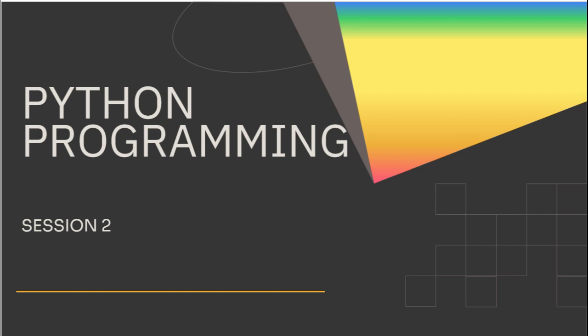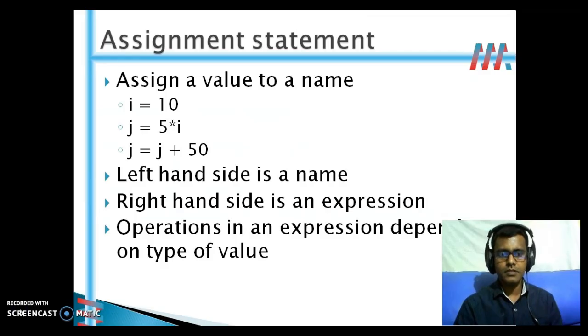In my previous lecture, we saw something about how to write simple programs in Python. So in this lecture, we are going to learn about the operators, the assignment statements, and then some of the basic data types in Python. First, let us look at the assignment statement.